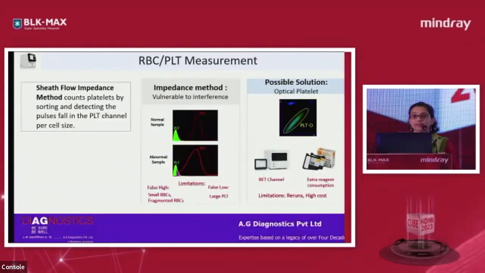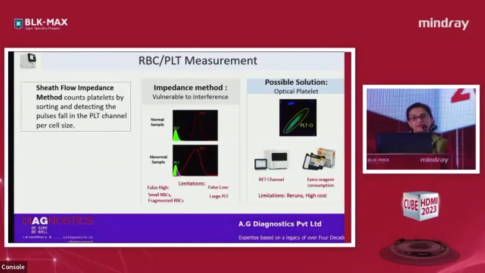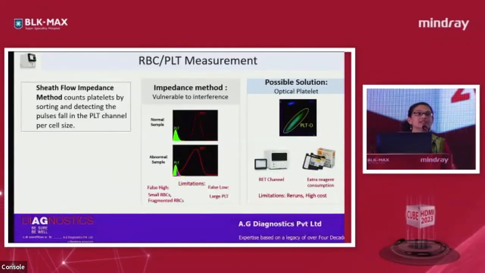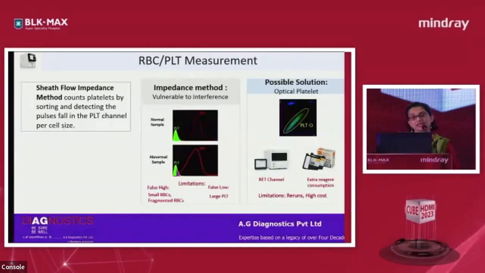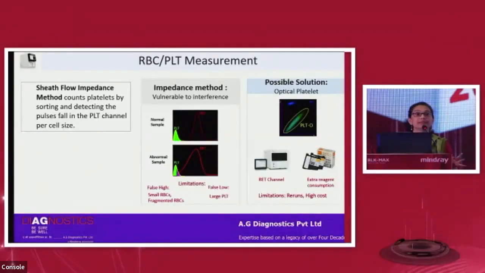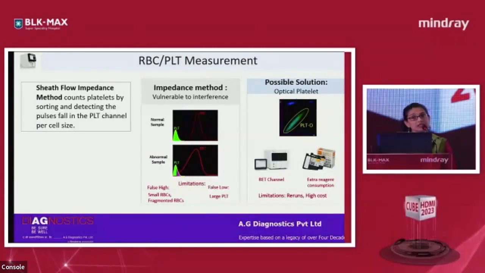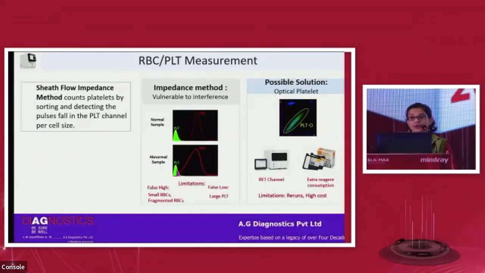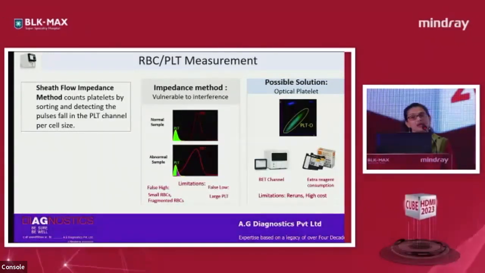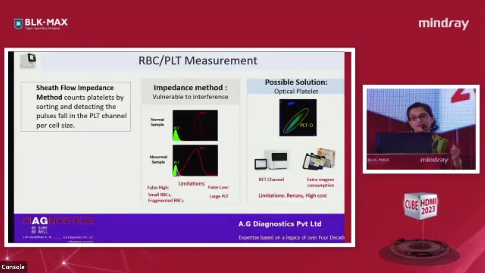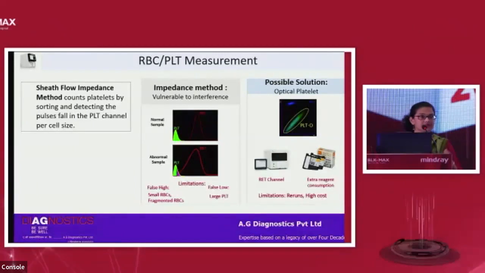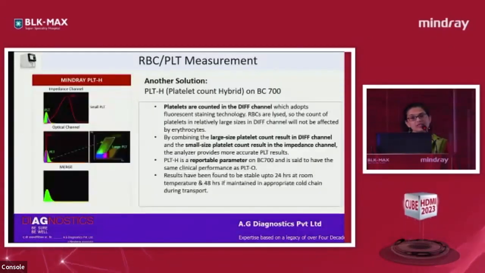However, we all know that the impedance method is vulnerable to interferences. We can get a false high value in the presence of microcytic RBCs or RBC fragments. We can get a false low value in the presence of large platelets. The possible solution till now has been optical platelets, but it has to be rerun in the reticulocyte channel, involving extra reagent consumption, a rerun and higher cost.